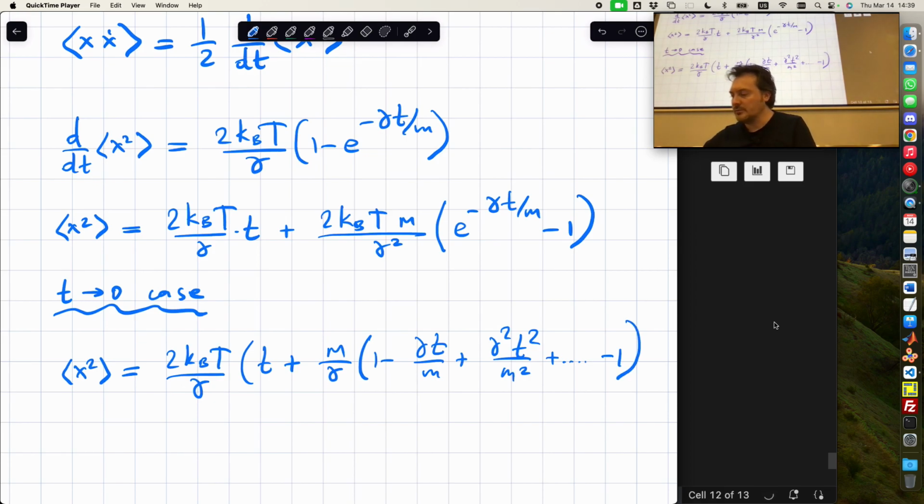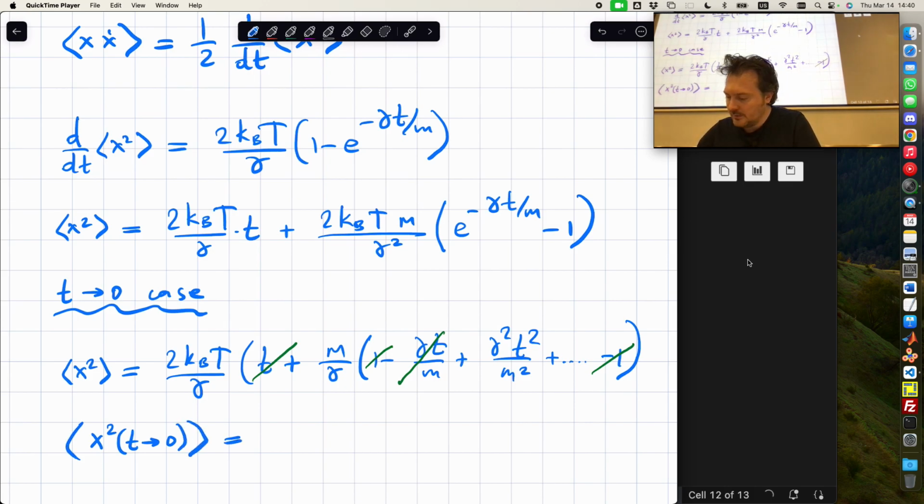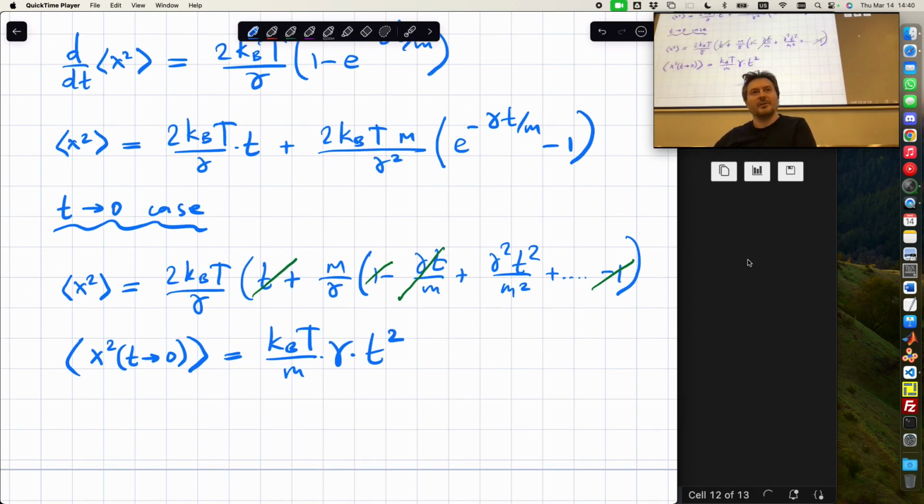Can you please tell me what this is? Taylor expansion of the exponential. Okay. So this one cancels that one, and this one cancels that one. And you do get at the beginning that the x squared expectation value as t goes to 0 is indeed kBT over m times gamma times t squared. But that's not really super interesting to us.